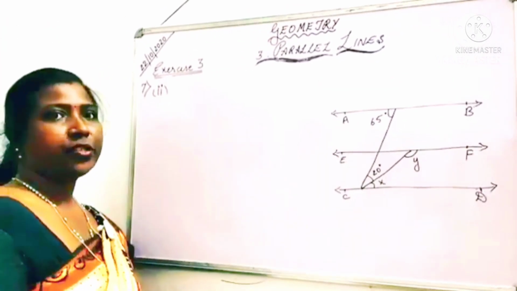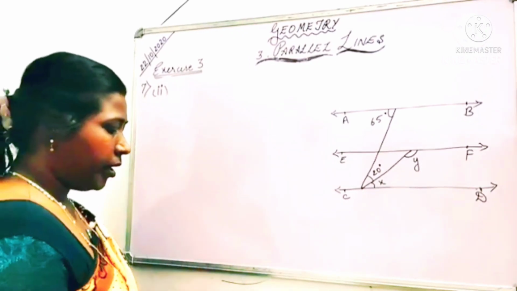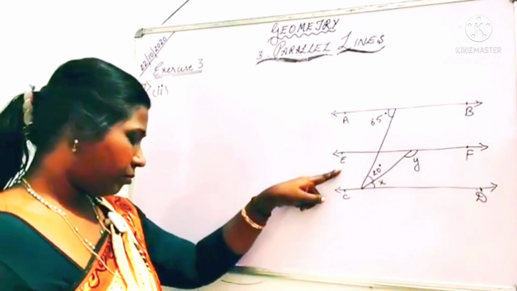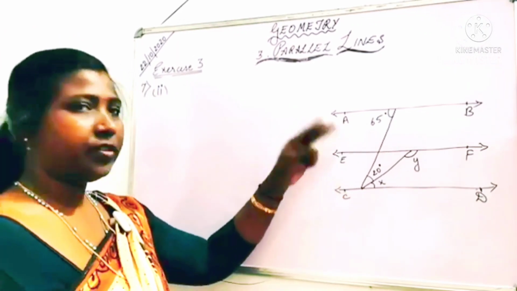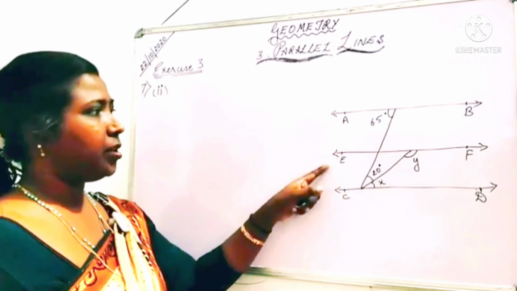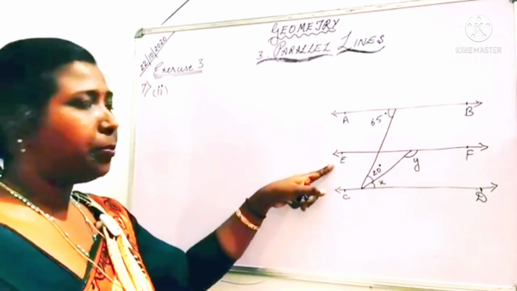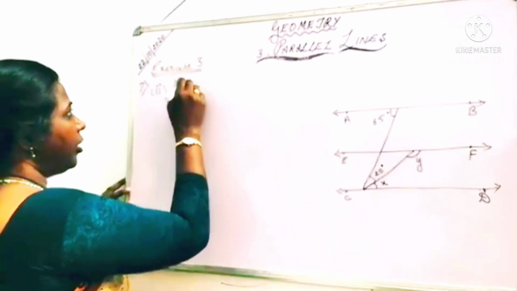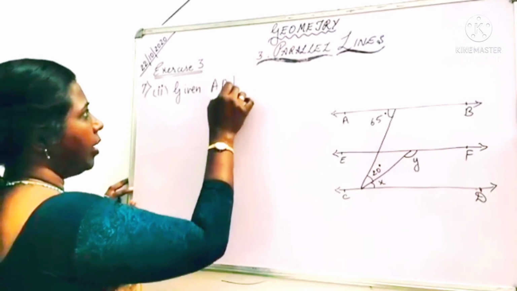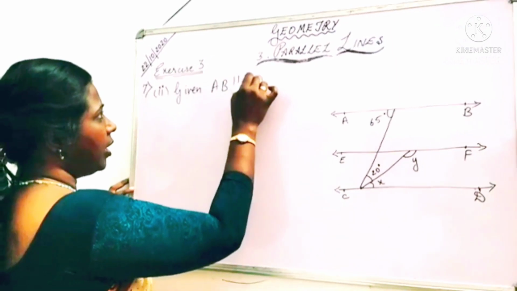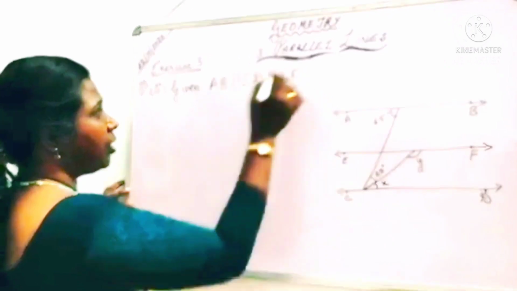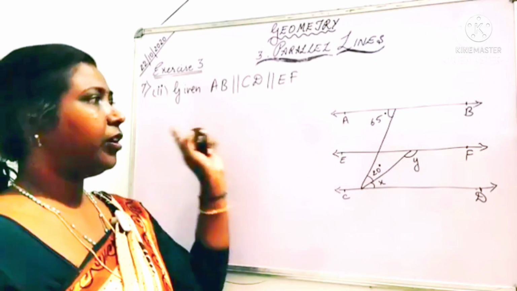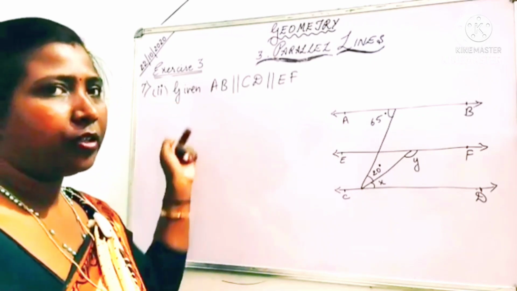Okay, now we have the next question, 7th question, second part. In that also, same thing, AB parallel to CD. Here the lines are different. So AB parallel to CD and CD parallel to EF. That was a given part. In the first part I didn't write it, but here I will write AB parallel to CD and CD parallel to EF. This is a given part.